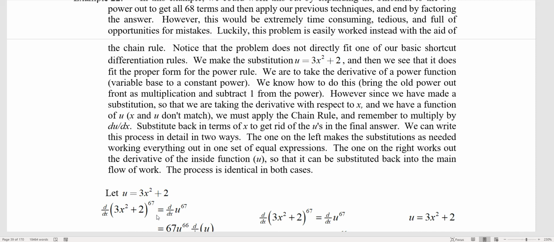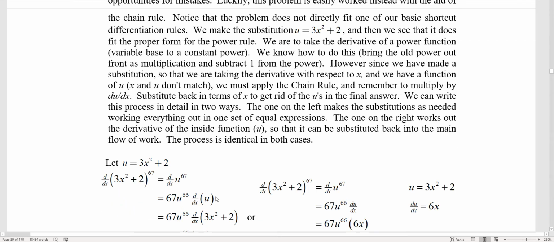What we see is we have a constant power, but a more complicated base. Let u be that complicated base. Let u be 3x squared plus 2. And we have the derivative of u to the 67th. Now, I'm going to write this down two different ways. So follow along with the left, and then we're going to go back to see the right.